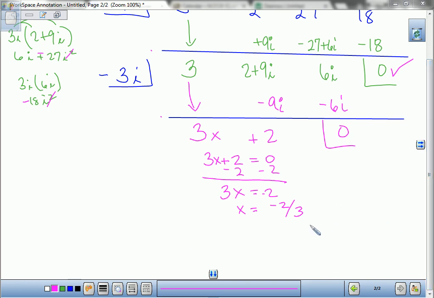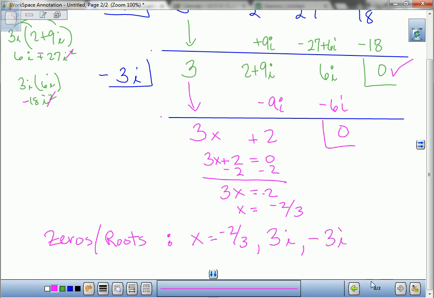Alright, so if I ask you for all the zeros of the function, or all the roots of the equation, depending on how we word the directions, it's negative 2/3, and then you were given 3i, and then negative 3i is your other one. Okay, we're going to do one more together, and then I'm going to let you try number 4 on your own.